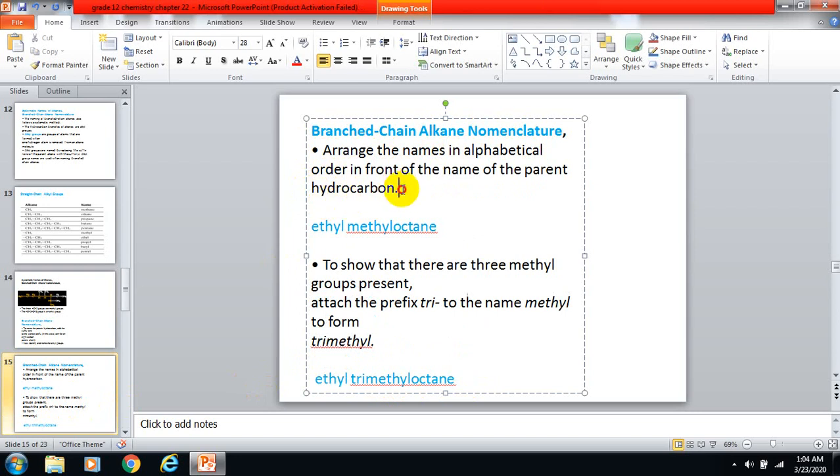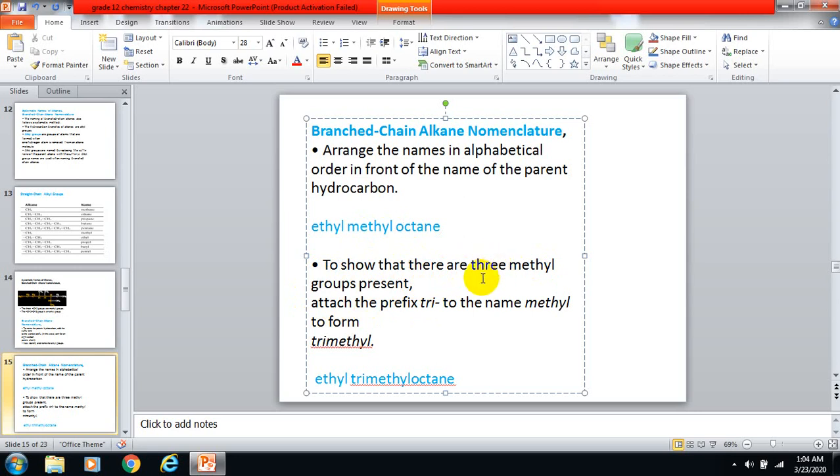Of the parent hydrocarbons. Ethyl, methyl, octane. To show that there are 3 methyl groups present, attach the prefix tri. 3 methyl groups are present, so what does 3 mean? Tri, in chemistry or in any science terminology.